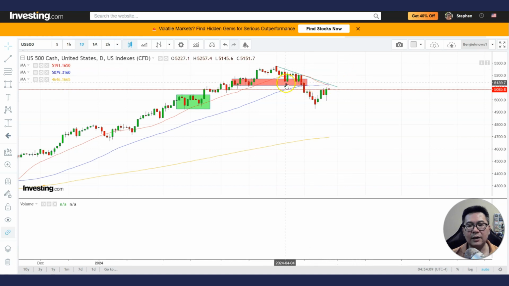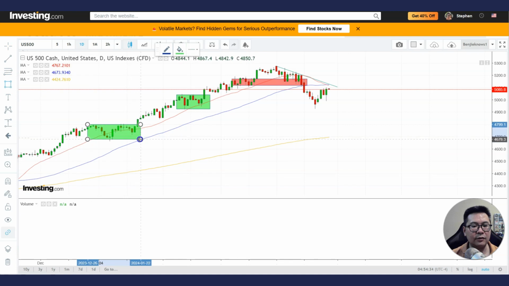Otherwise, if supply is not absorbed and it can't go above this downtrend line, we might have another sell-off down. Because here demand has kicked in, demand has been absorbed, and if it cannot break above this downtrend line, demand cannot support it, and the market might go down to this area of support. Let me just draw the area of support for you. This is another strong area of support, right?